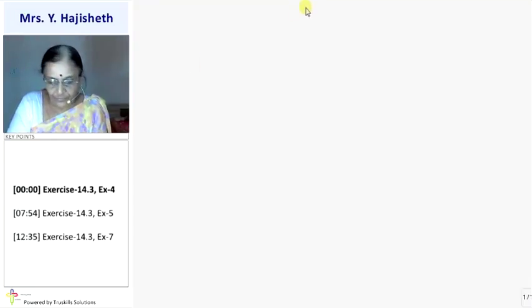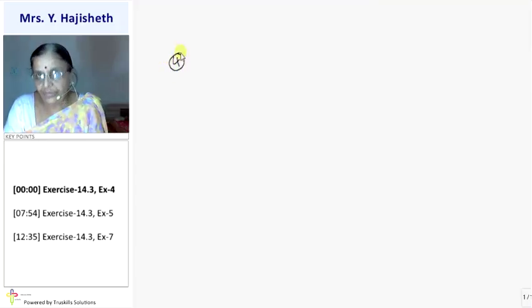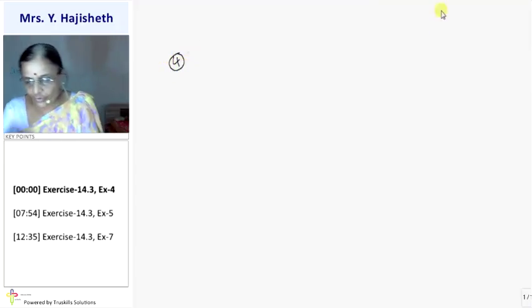Now sum number 4. You are given the length of 40 leaves of a plant, measured correct to the nearest millimeter, and the data obtained is represented by the following table. Find the median length of the leaves.